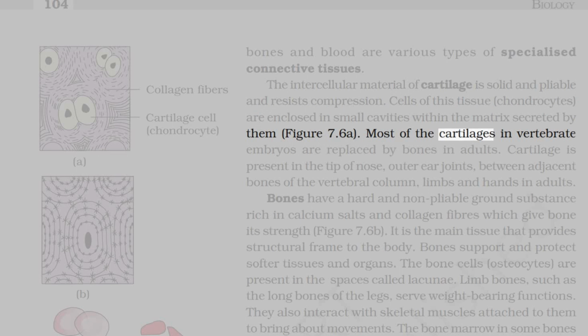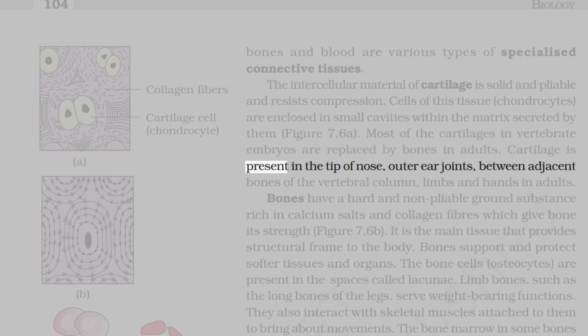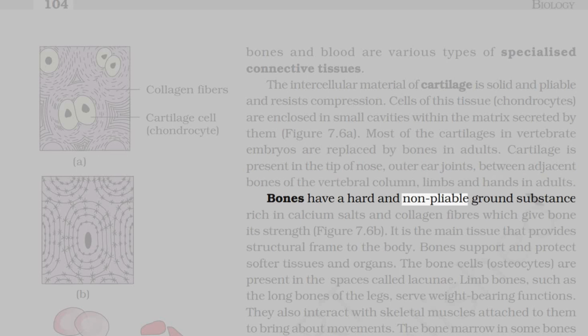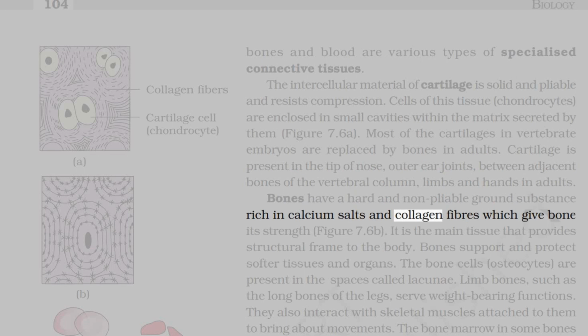Most of the cartilages in vertebrate embryos are replaced by bones in adults. Cartilage is present in the tip of the nose, outer ear, joints, between adjacent bones of the vertebral column, and limbs and hands in adults. Bones have a hard and non-pliable ground substance rich in calcium salts and collagen fibers which give bone its strength, figure 7.6b.